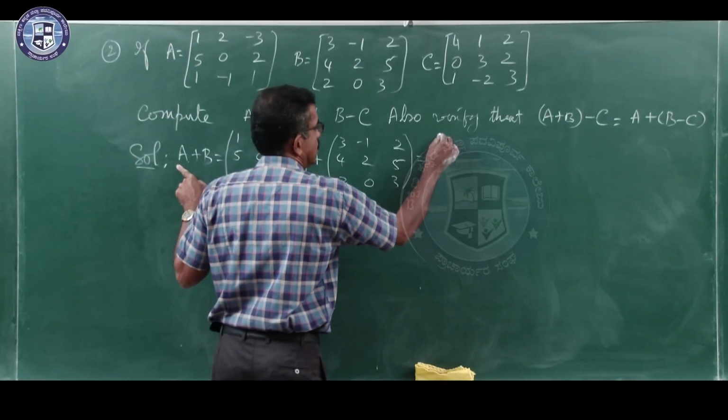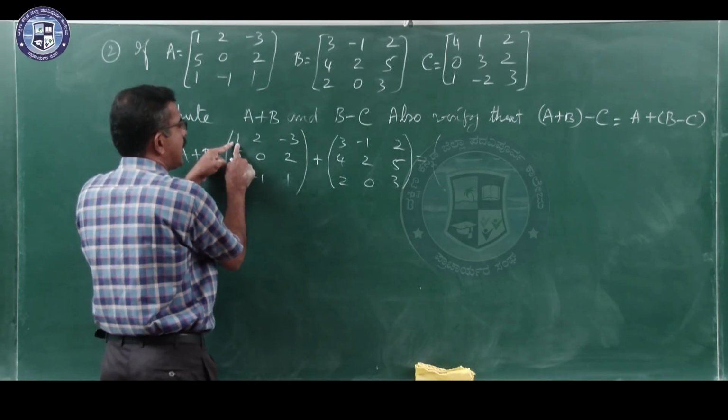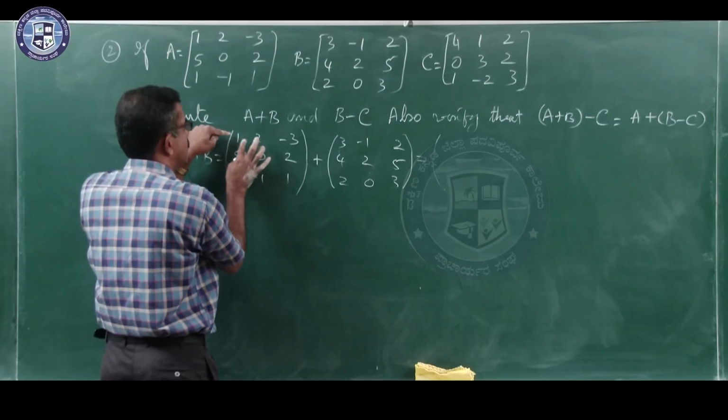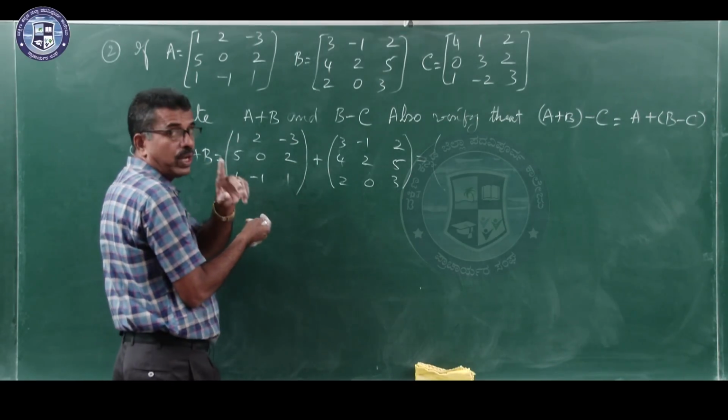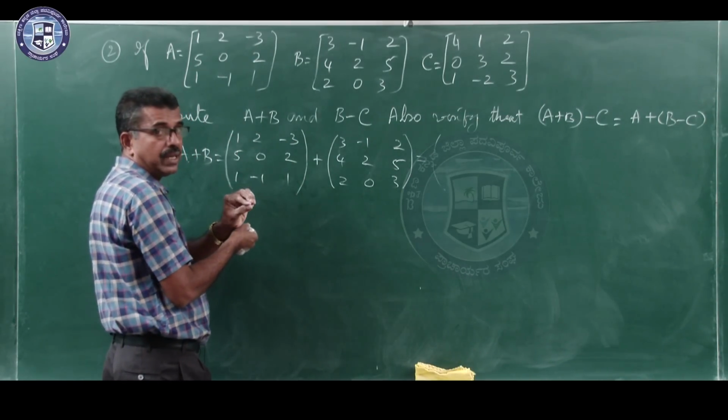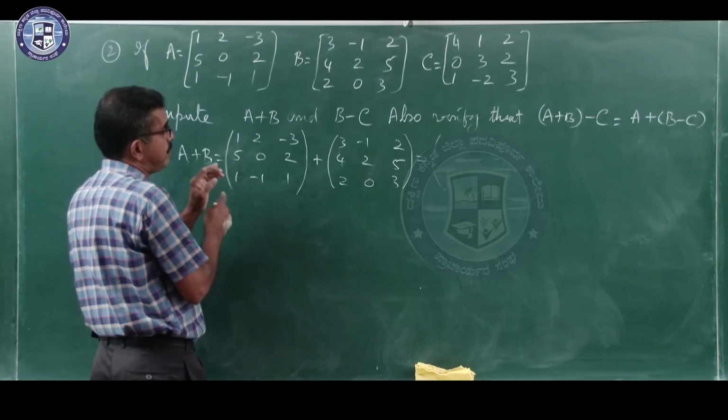So, what do you observe here? Adding 2 matrices means adding corresponding elements. Do not waste much time, but still you have sufficient time to answer 5 mark question. 8 minutes are there. But this question can be answered at the faster rate.